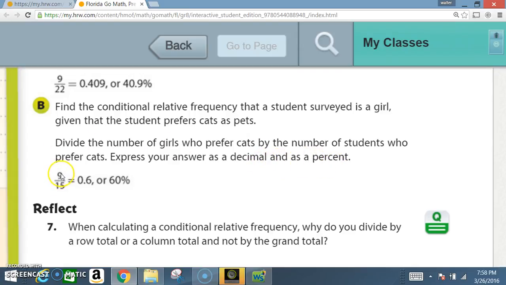The number of girls who prefer cats was 9. The number of students who prefer cats was 15. So 9 divided by 15 is going to give you 0.6. Convert that to a percent by moving your decimal 2 places, and you come out with the answer of 60%.